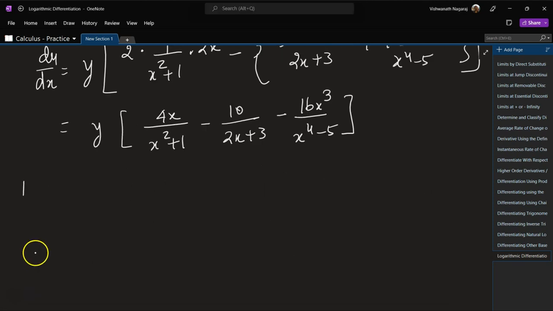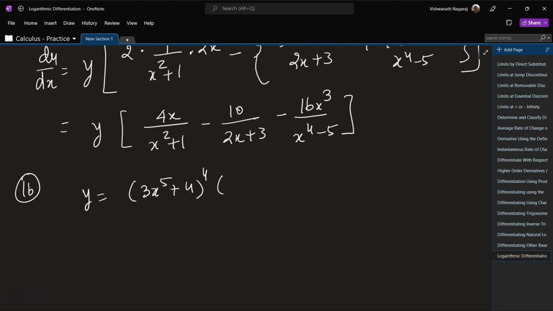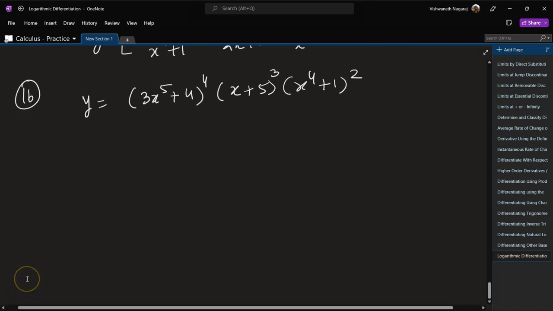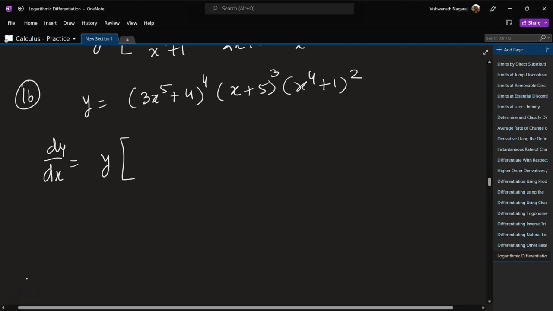Okay, 16th one. Y is equal to 3x to the power of 5 plus 4 to the power of 4 times x plus 5 to the power of 3 times x to the power of 4 plus 1 square. Right? Now, dy by dx, y as it is, natural log of this means natural log of this plus natural log of this plus natural log of this, right? So it becomes pretty straightforward.